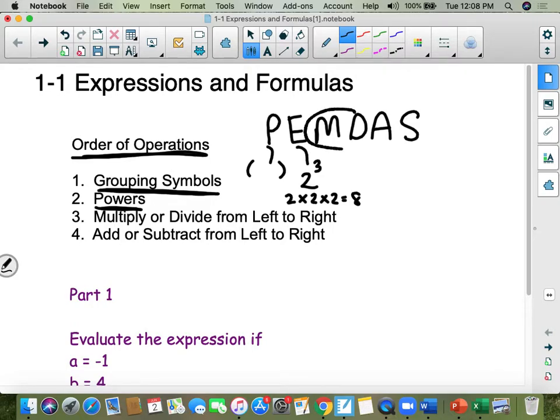After you do your parentheses, after you do your powers, then you have to multiply and divide from left to right. It says it right here. MD stands for multiply and divide from left to right, just like you read a book. And add and subtract, which stands for the A and the S. So, parentheses first, that's the first thing you do. Powers are the second thing you do. Multiply or divide from left to right, and add and subtract from left to right. So those 4 steps. So, here we go.